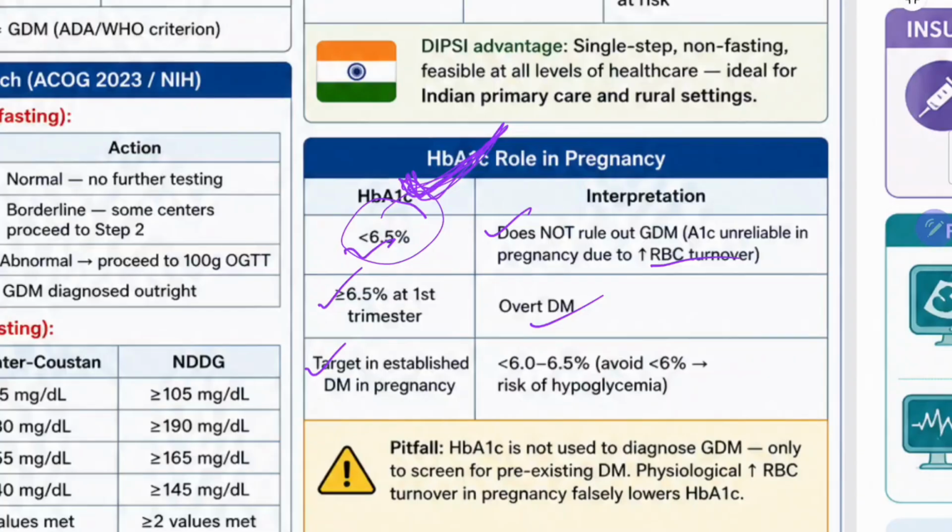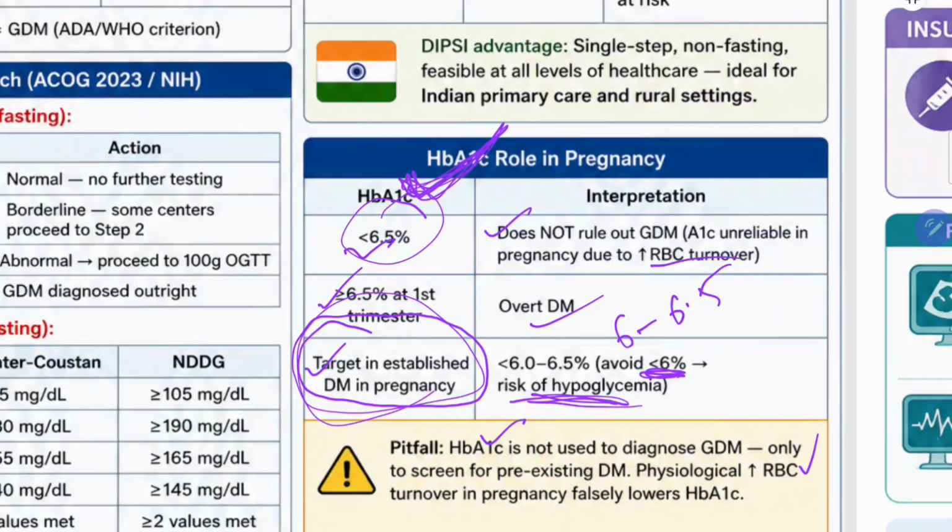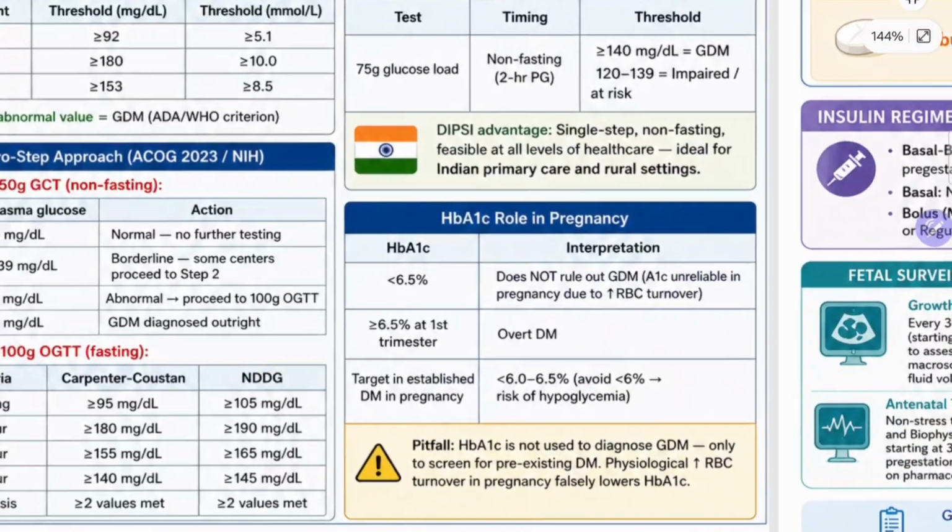More than 6.5% in the first trimester is just overt diabetes mellitus. It is also used to set the target in pregnancy. The target should be 6 to 6.5%. It should not go less than 6% because there will be a risk of hypoglycemia. So HbA1c is not used to diagnose GDM, only to screen for pre-existing diabetes mellitus. Physiological increased RBC turnover in pregnancy falsely lowers HbA1c. That is the role of HbA1c. It is helpful in ruling in diabetes, but not ruling out, and for monitoring control of diabetes mellitus.